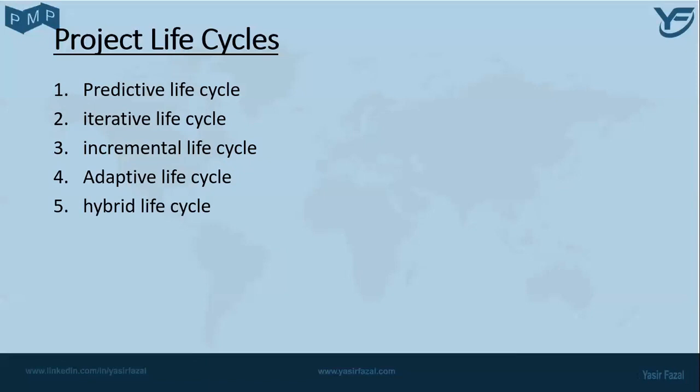Then fifth one is hybrid life cycle, and it is a combination of predictive and adaptive life cycles. Those elements of the project that are well known or have fixed requirements follow a predictive development life cycle, and those elements that are still evolving follow an adaptive development life cycle. So it is basically up to the project management team to determine the best life cycle for each project with respect to the requirements that are coming in.